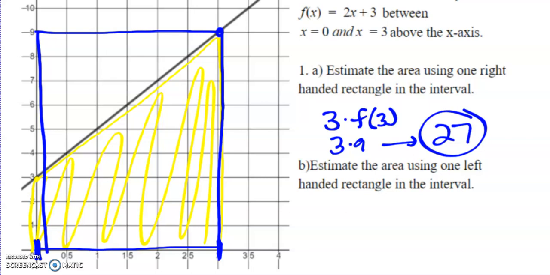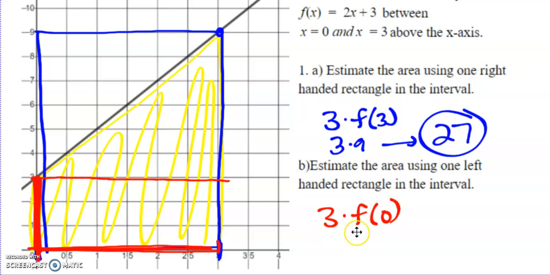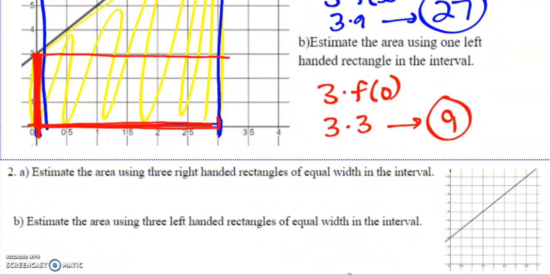All right, so let's see what happens with the left hand. Well, I'm still supposed to use just one big rectangle over the whole domain. So this time I'm going to say 3 times my left hand output, f of 0. Well, f of 0 is equal to 3. So that's going to be 9. That is way too small of an estimate.